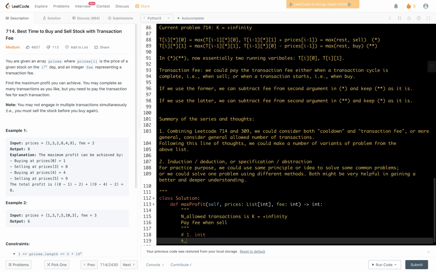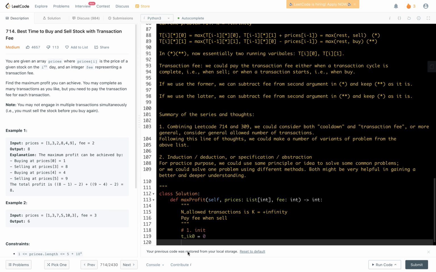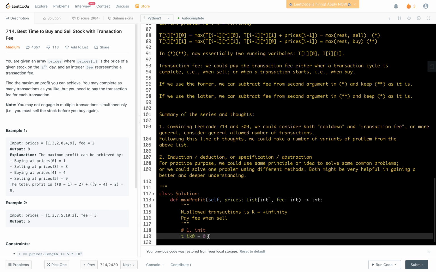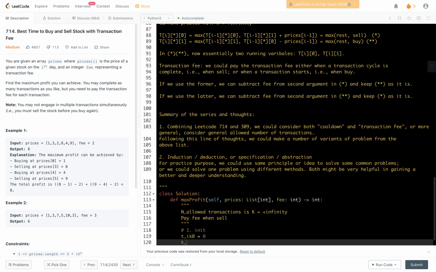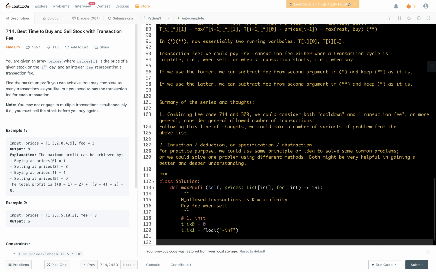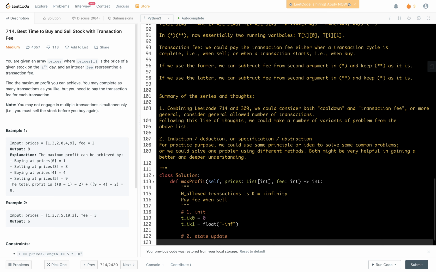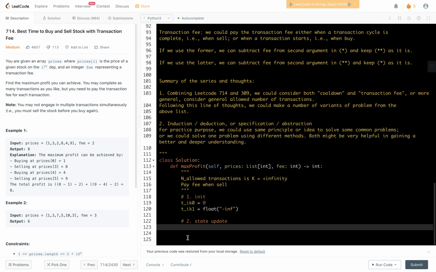So we just use this recurrence relation. First, let's make some initialization. I'm going to write with these symbols just to make connections. So T_ik0 is 0. In other words, when we have no stock, we set it to be 0. And if we have no stock but we end with stock, we're going to set it to be float negative infinity. So this is the initialization. Next, we're going to do the state update.